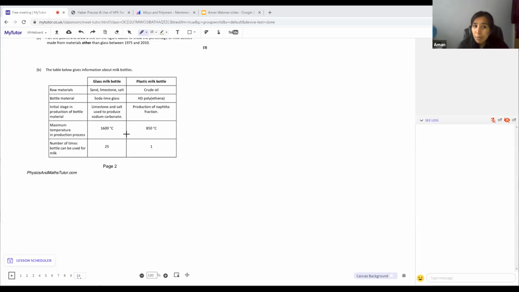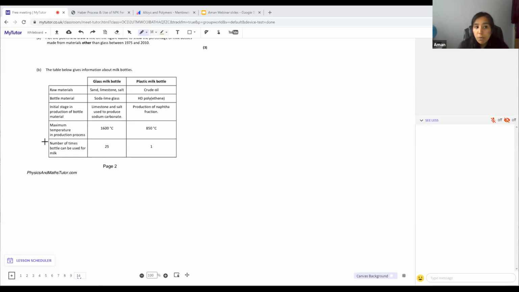We can look at the temperature, for example. The soda lime glass requires 1600 degrees, whereas the plastic only requires 850 degrees. So you could say that a disadvantage of the glass milk bottle is that it requires more energy. And where does energy come from? Greenhouse gases are produced from the fossil fuels when we burn them.